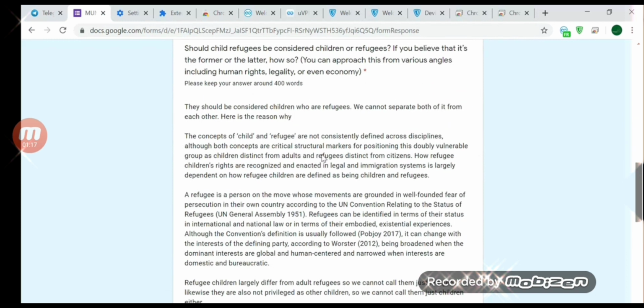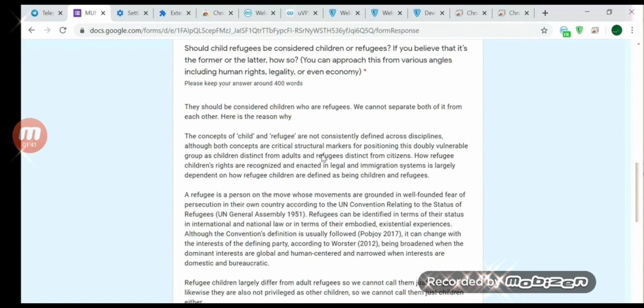And on the second essay, they were trying to ask me, should child refugees be considered children or refugees? If you believe that it's the former or the latter, how so? You can approach this from various angles, including human rights, legality, or even economy.